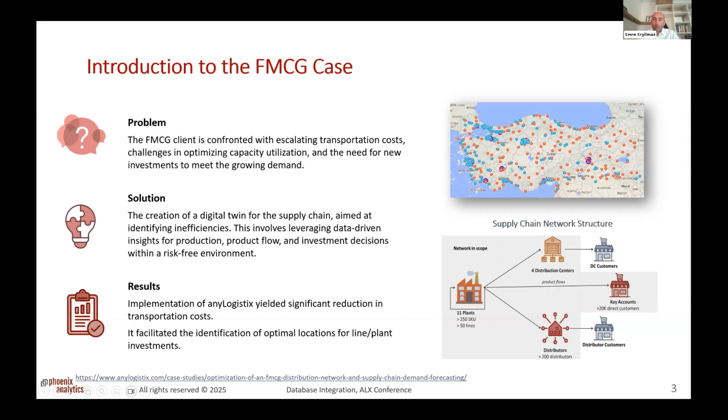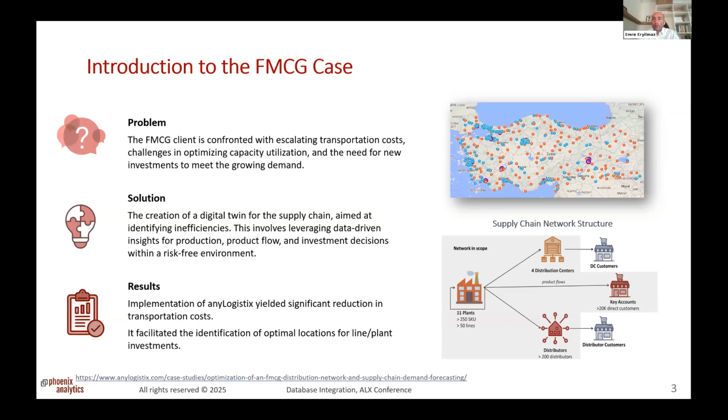market segment. Also, not all plants are identical. Some of them have a different product portfolio. Some others are bigger, some of them are smaller. The capacity utilization is at different levels. So plants can also send products to each other.